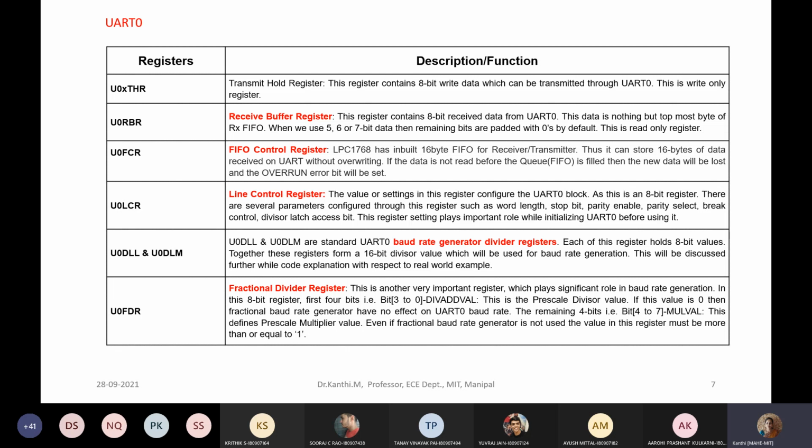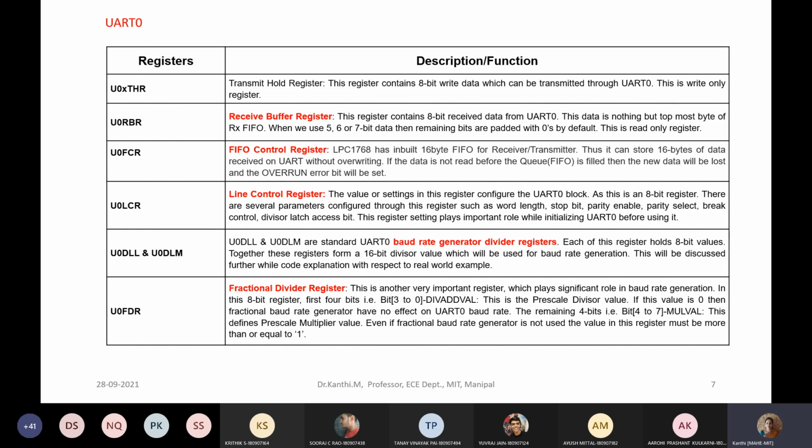Normally we write UART X, which is also 0, 1, 2, 3. The description is given here for UART 0. Hence, this register holds the value to be transmitted. And the receive buffer register contains the 8-bit data received through your UART, which is nothing but the topmost byte of your FIFO. As and when you read, the data will be in the FIFO, and the topmost byte will be there in your receive buffer register.